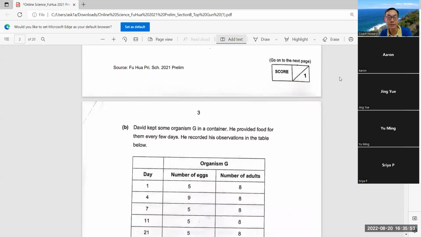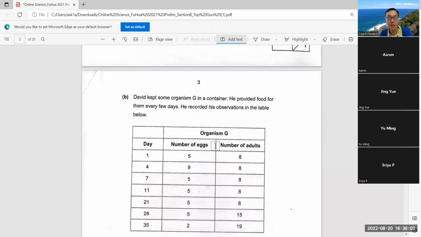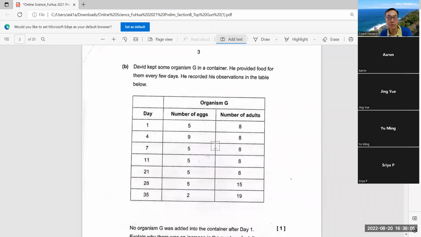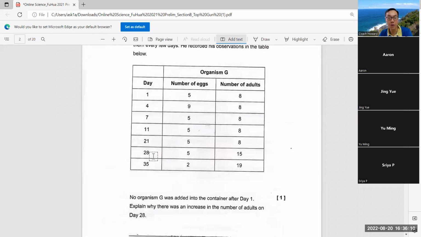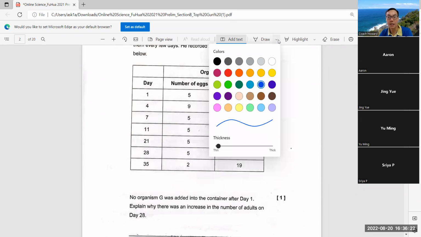Next question. David kept some organisms in a container. He provided food for them every day, and he recorded his observation in this table. So look at the days from day 1 to day 35, and also the number of eggs. Day 1 is 5, and then you can see the number fluctuates. On day 4 there's 9. Okay, look at what they ask you.